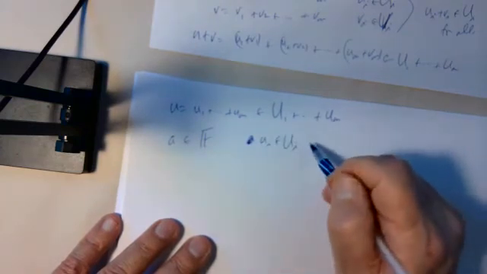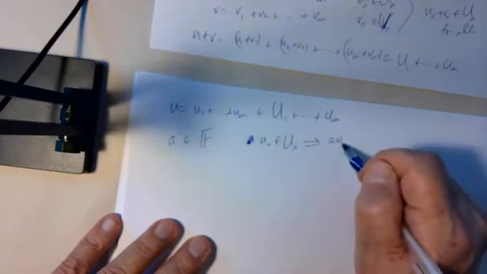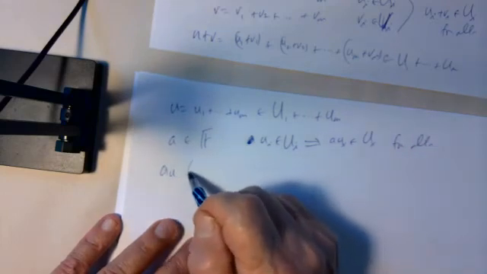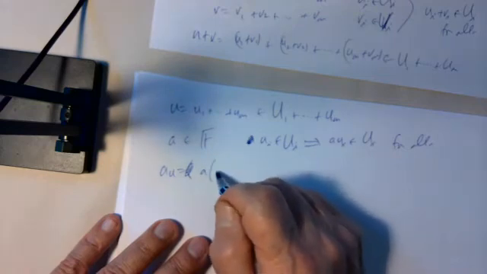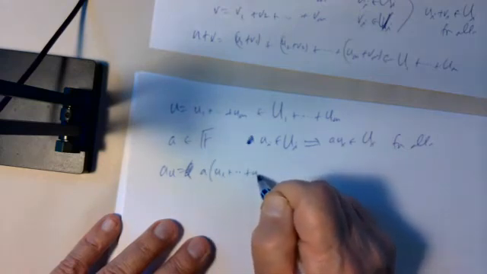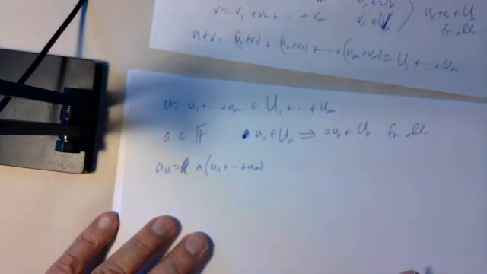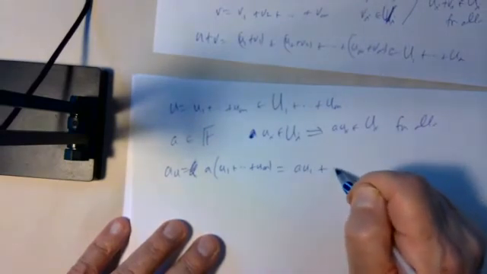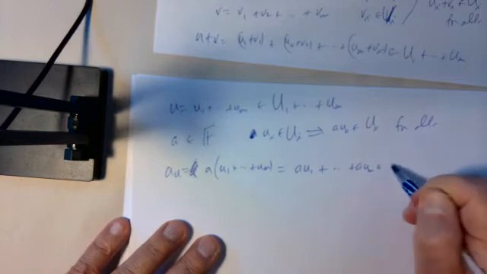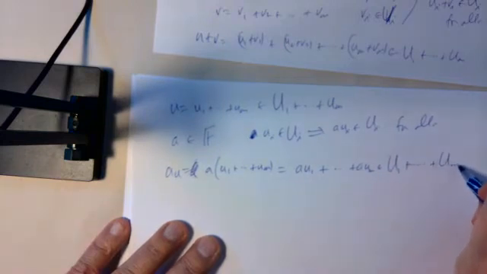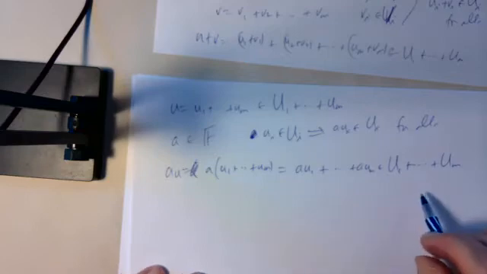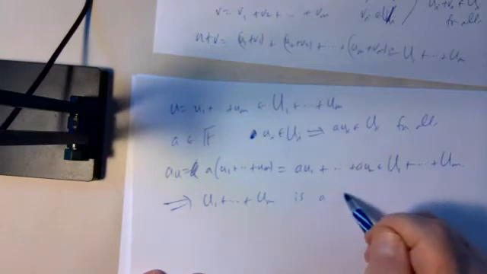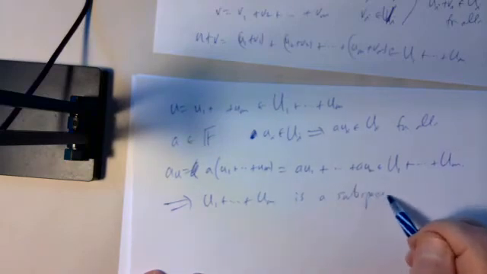u sub i in the subspace U sub i means a times u sub i is in U sub i for all i, and au is a times (u1 plus up to u sub m), and by distributivity, this is au1 and so forth up to aum. This is in U1 plus up to U sub m. So U1 plus up to U sub m is a subspace.